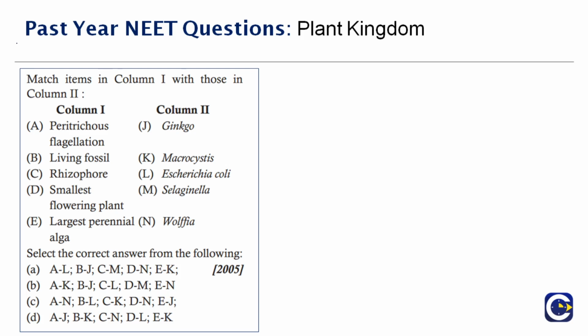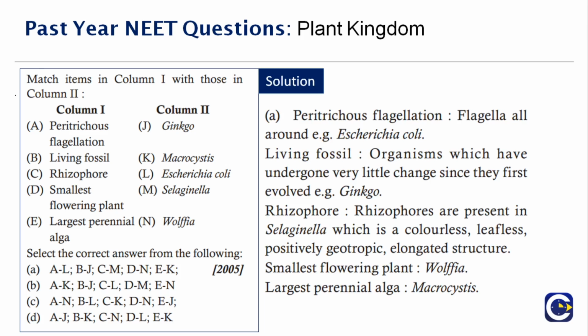Now look at option A: peritrichous flagella. B is living fossil, C is rhizophore, D is the smallest flowering plant, and E is the largest perennial alga. Now, peritrichous flagella, it is present in which? It is present in E. coli. I've already said peritrichous is a flagella system which talks about motility, and it is present in Escherichia coli. Escherichia coli is a microorganism, and this belongs to bacteria.